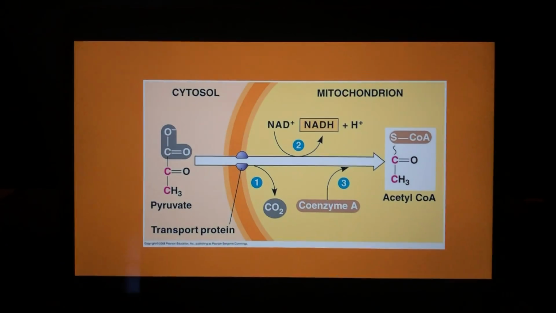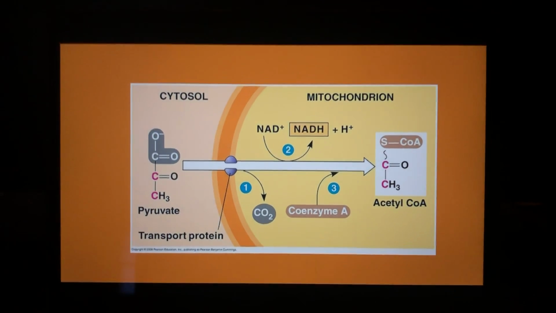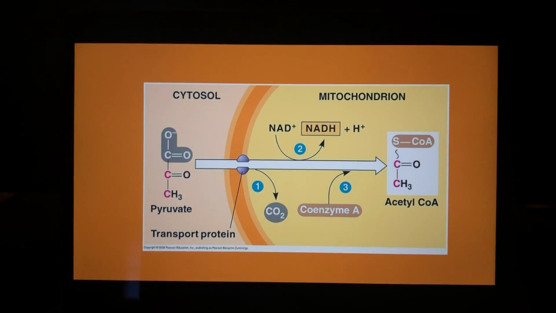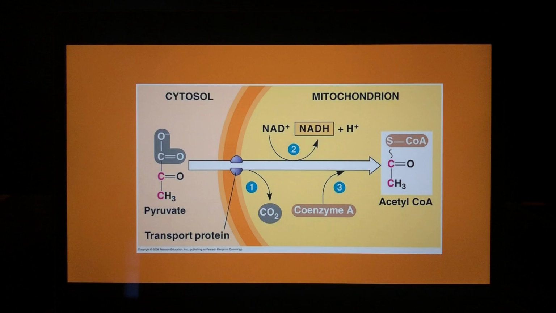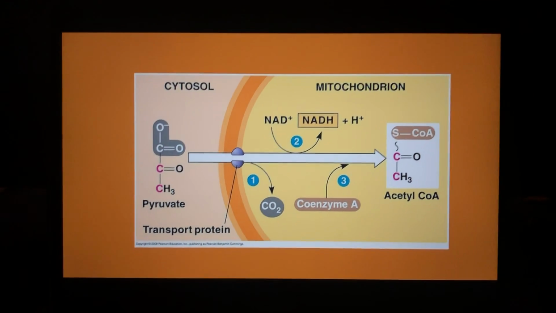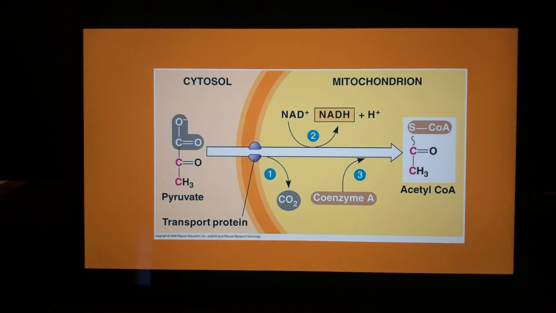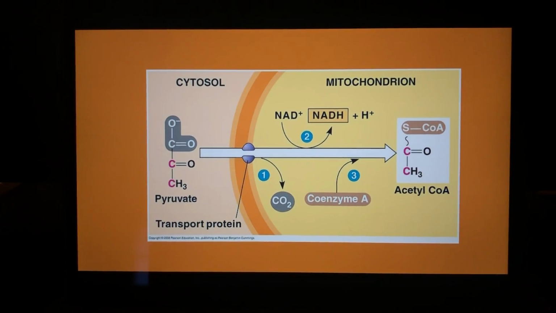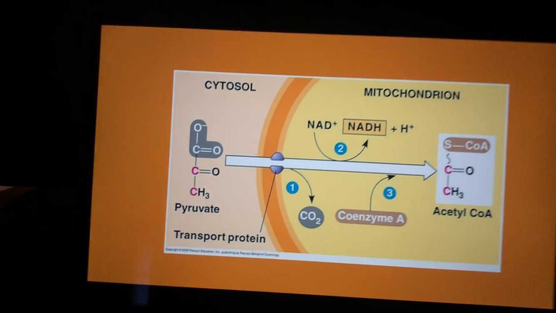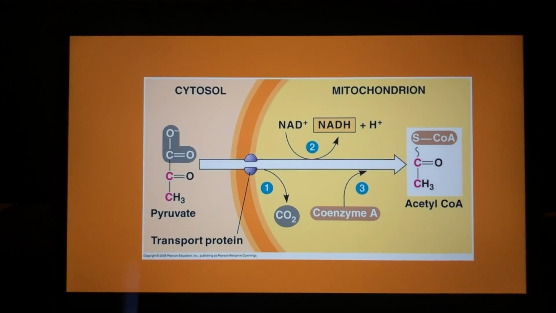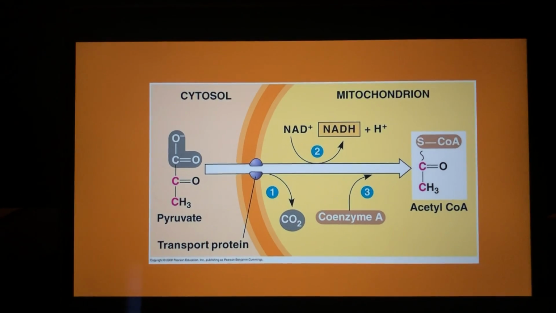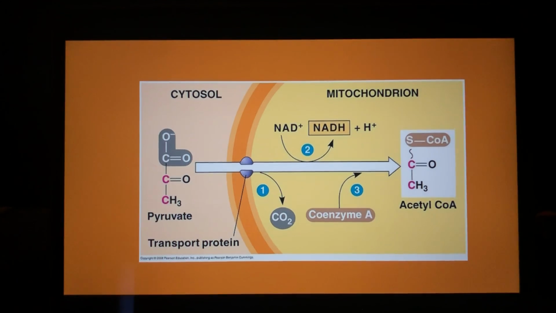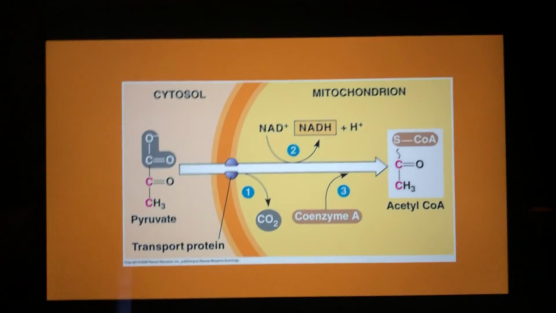So I added a picture that technically shows all three of the processes, starting with the pyruvate in the cytoplasm, which needs to get transported to the mitochondria. The end product is acetyl CoA, and then we'll discuss all the different coenzymes and such needed to get to that final product.